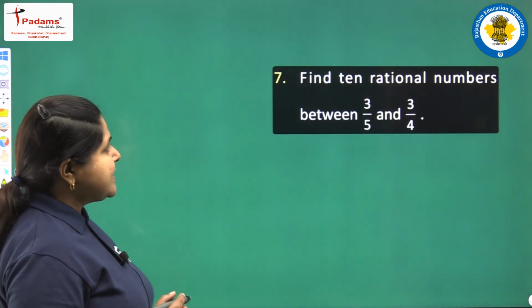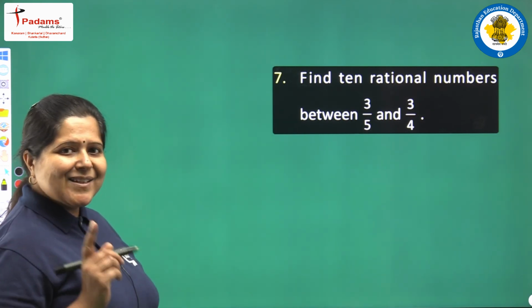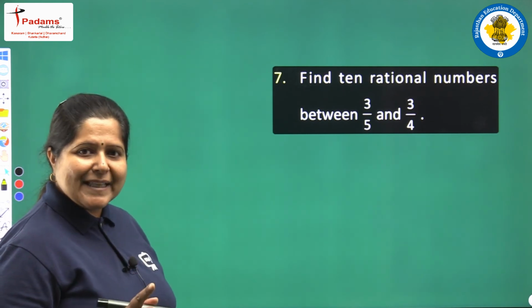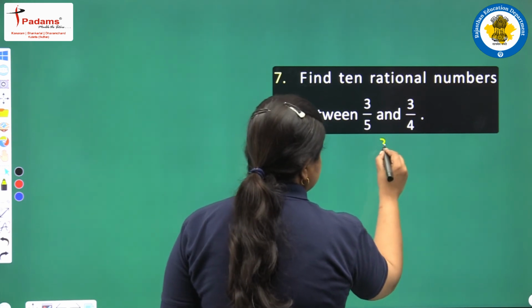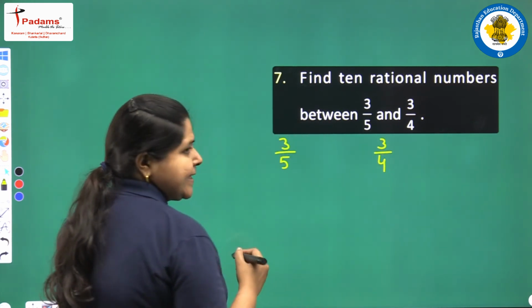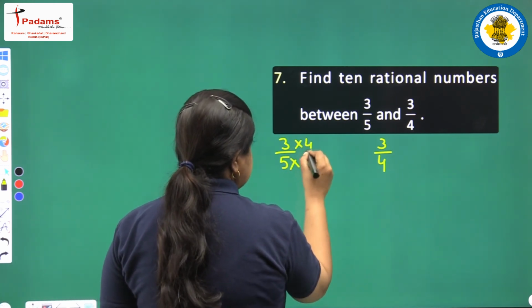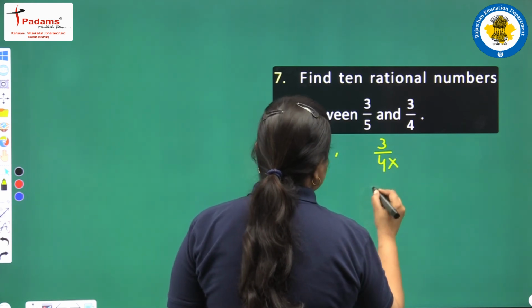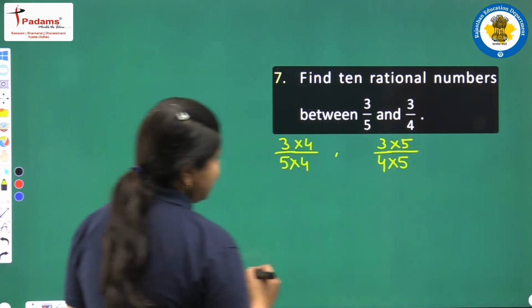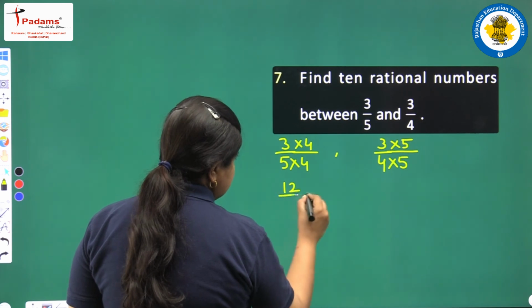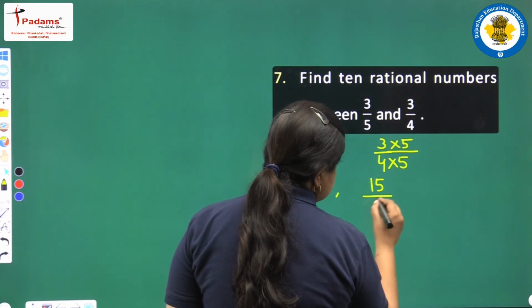Next we have to find 10 rational numbers between 3 by 5 and 3 by 4. Again the denominators are different. We will make them the same. Obviously their LCM will be 20. So, let us multiply 3 by 5 by 4 both in numerator and denominator. Here also we will multiply by 5 both in numerator and denominator. This gives us 4 3s are 12 upon 20 and here we have 15 upon 20.